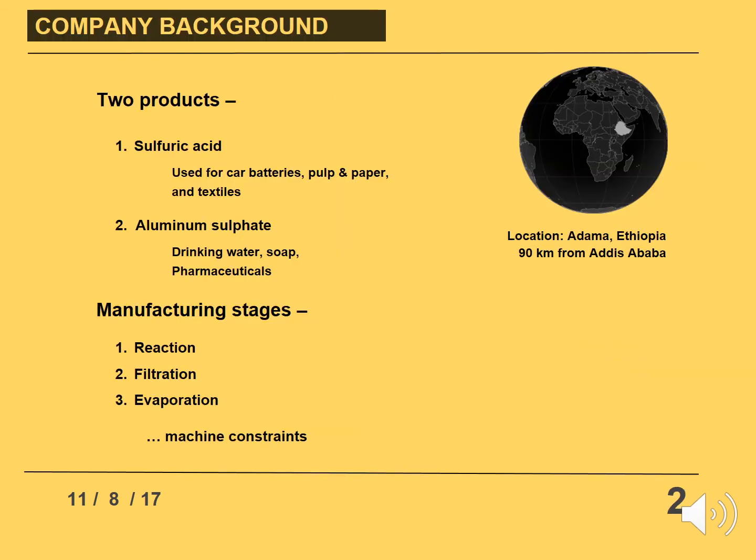So the factory is located in Adama, a city 90 kilometers out of the capital, Addis Ababa. The plant's main revenues come from producing two different compound related products. Sulfuric acid is used as a medium of producing things like car batteries, and aluminum sulfate is used for things like purifying water for drinking. Both of these products must pass through three different stages in the manufacturing process: reaction, filtration, and evaporation. These will later turn into the machine hour constraints in the LP problem.